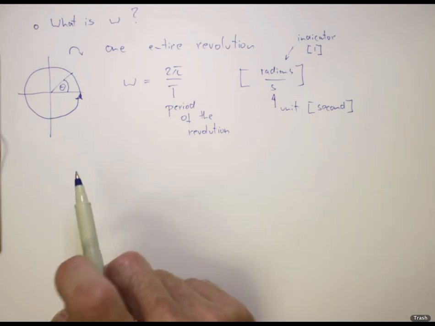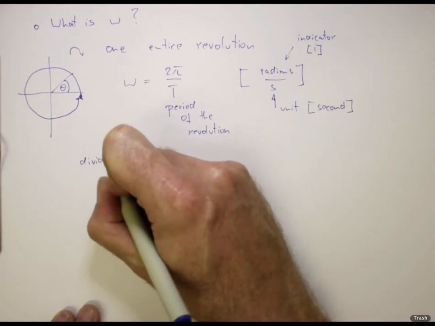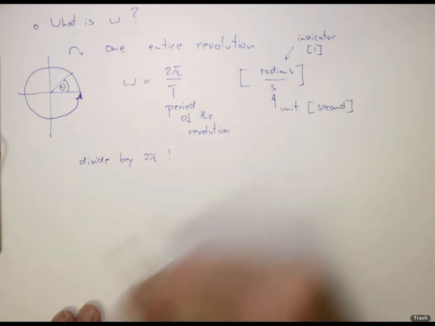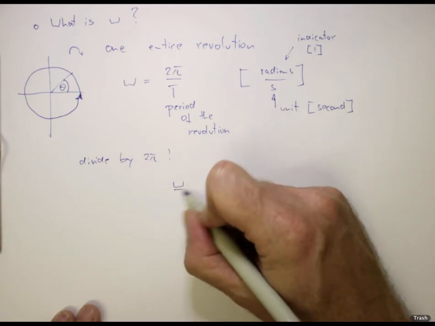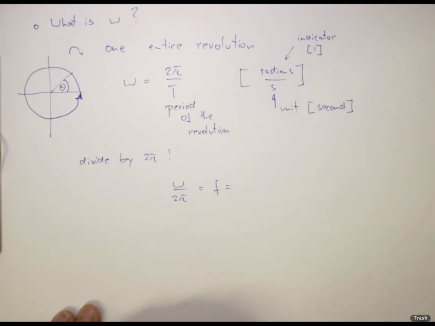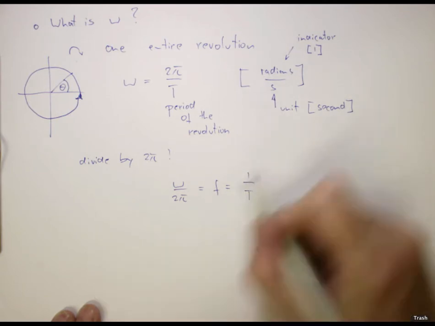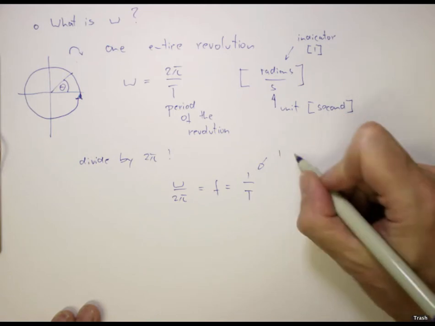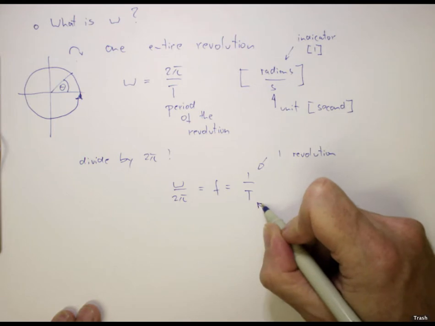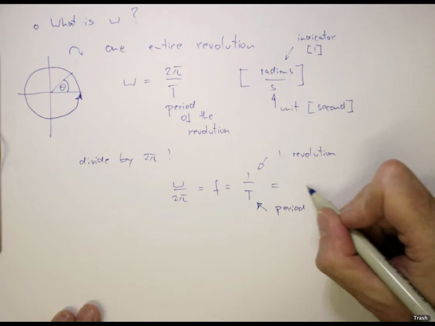Well, that doesn't really tell us much more than we already knew, but if we now divide by 2 pi, we find that omega divided by 2 pi, which we may call f just to simplify, is equal to 1 over T, and that tells us we have 1 revolution per period, and a quantity like that we understand as a frequency.